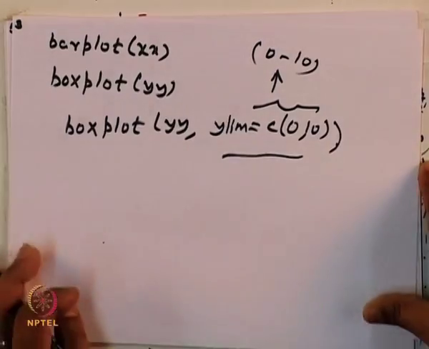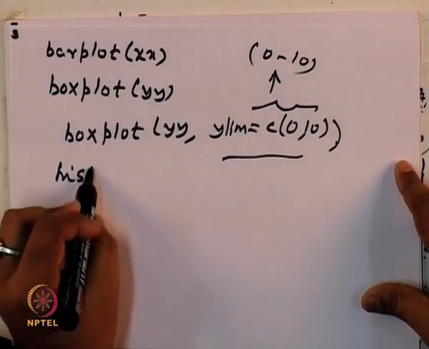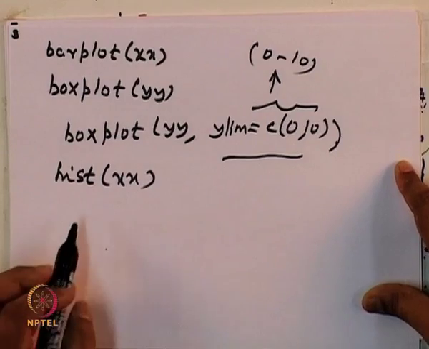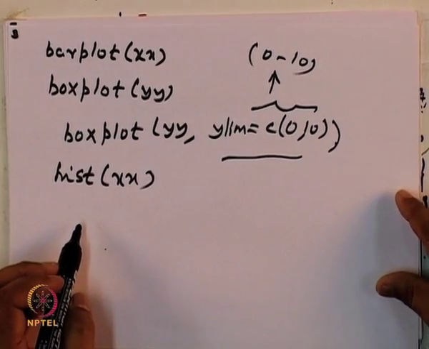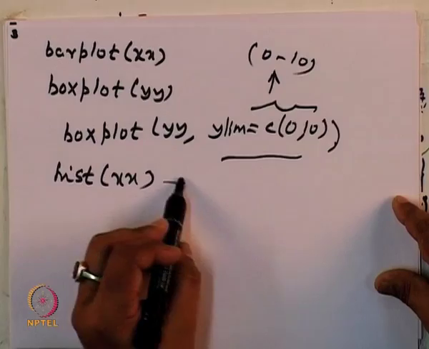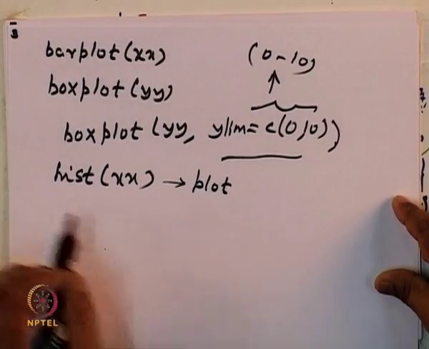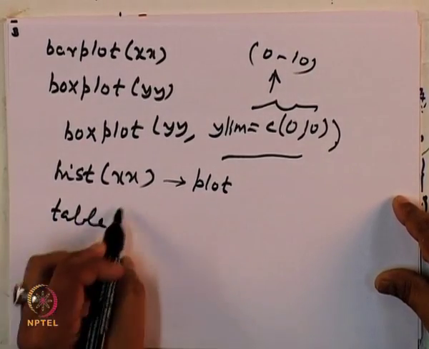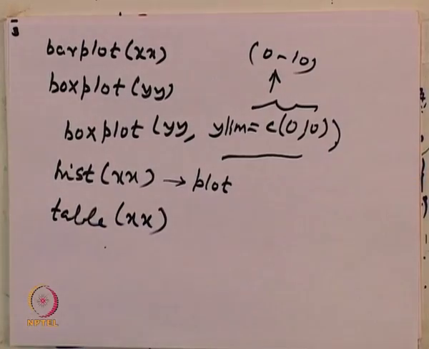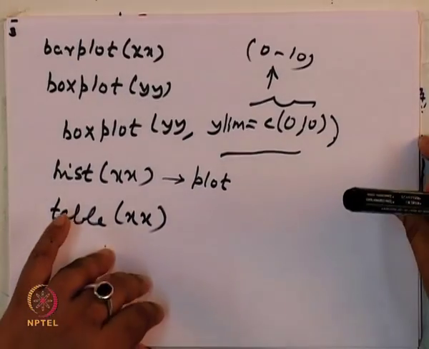Okay. Histogram of xx or yy will give you the histogram or the frequency distribution, but it will also generate the plot. So just to get the frequency distribution you can write table of xx. Okay. So these are the basics.